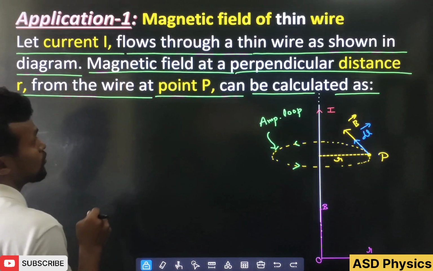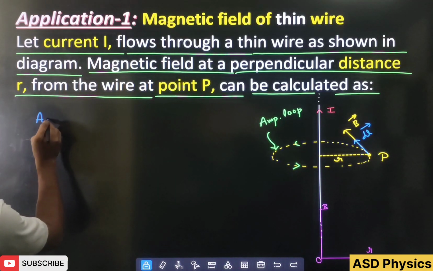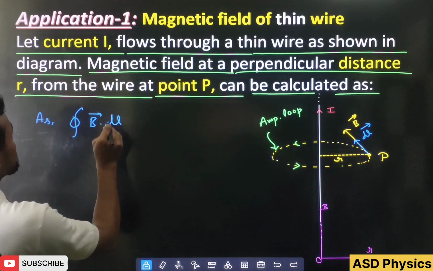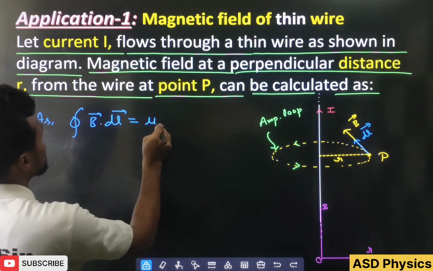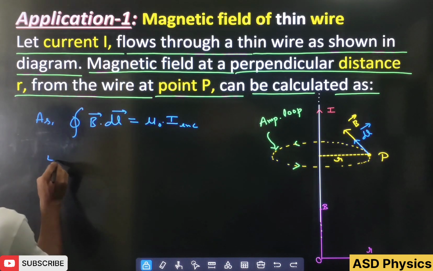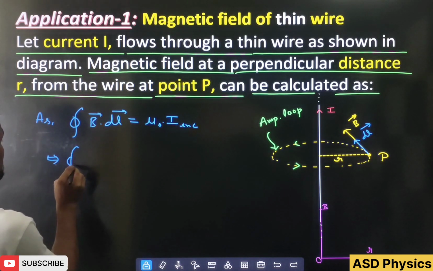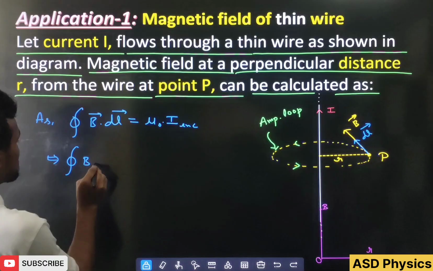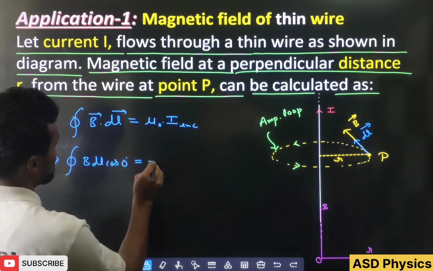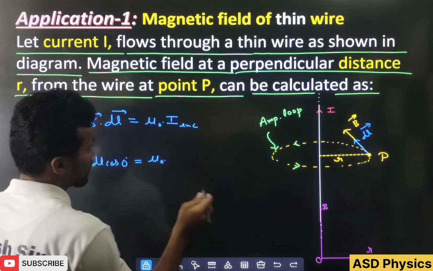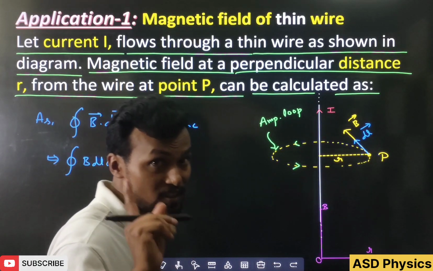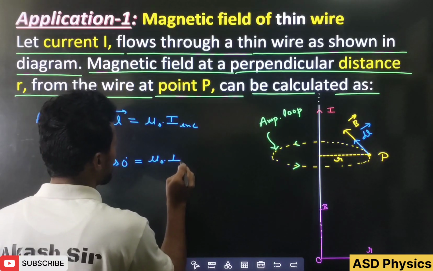So mathematically we can write closed integral B dot dl equal to mu naught into I enclosed. Now B and dl are in which direction? Same direction. So B dot dl means B dl cos theta, and here cos 0 degree. Again mu naught I enclosed. How much current is enclosed in this Amperian loop? I current, and current is positive, I have told you.